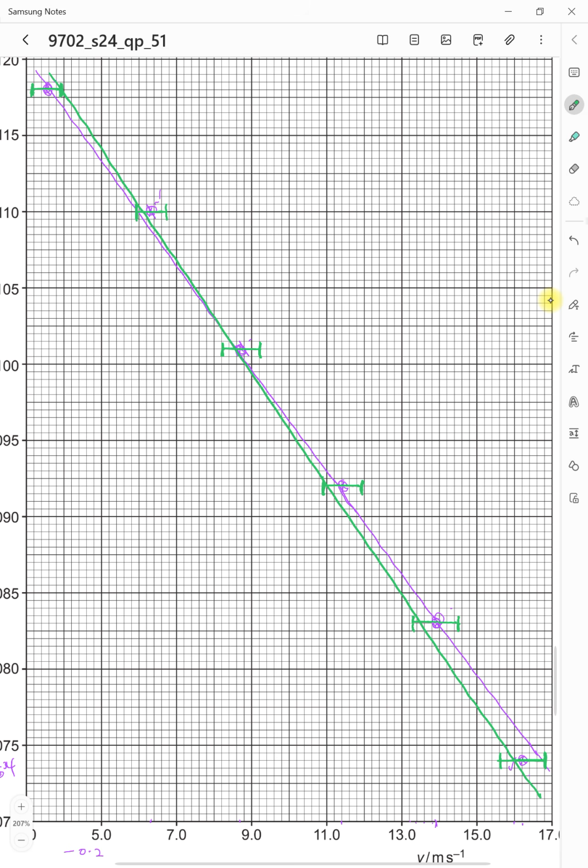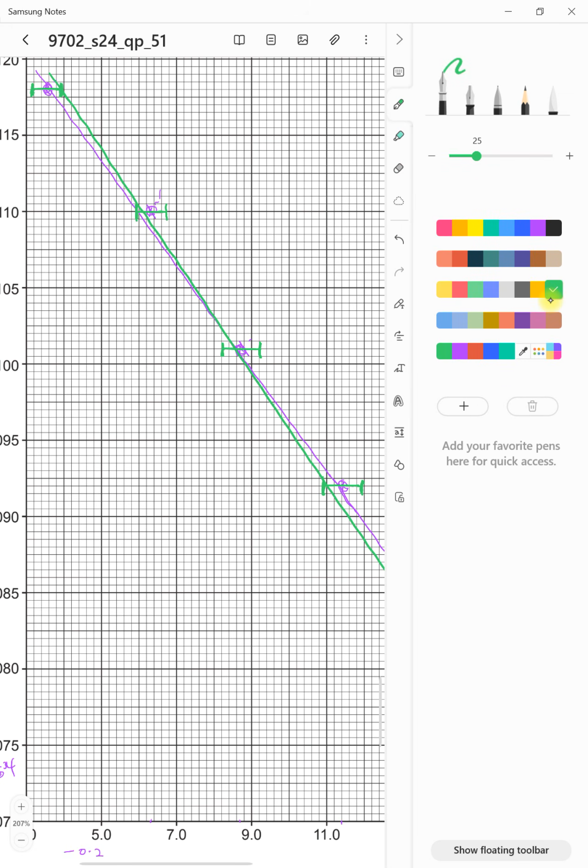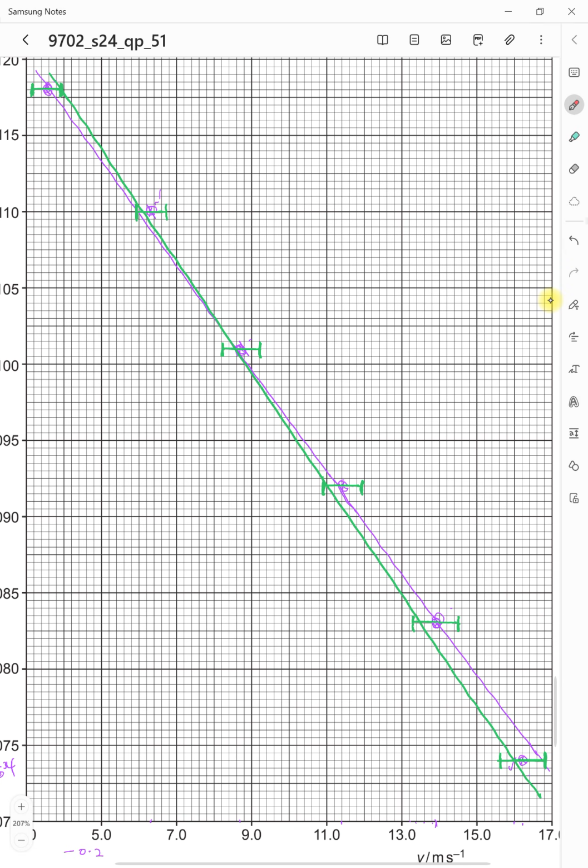Okay. The next thing is to draw the triangles for the gradient. So I want to draw one triangle for both lines. Let me use a color which is visible to people but different. Let me use red for the triangle. So when choosing the points for the triangle, make sure that those are the points where the grid lines perfectly cross each other. For example, when you look at this point and this point, the grid lines perfectly cross each other.